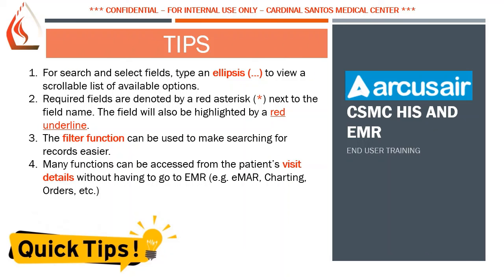The following tips will also come in handy in Arcus Air. First, for search and select fields, we can type an ellipsis or three dots to view a scrollable list. The required fields are also denoted by a red asterisk and highlighted by a red underline. We can also use the filter function to make searching for records easier. And finally, we can access menu functions from the patient's visit details without having to go to the EMR, such as EMR, charting, orders, and so on.